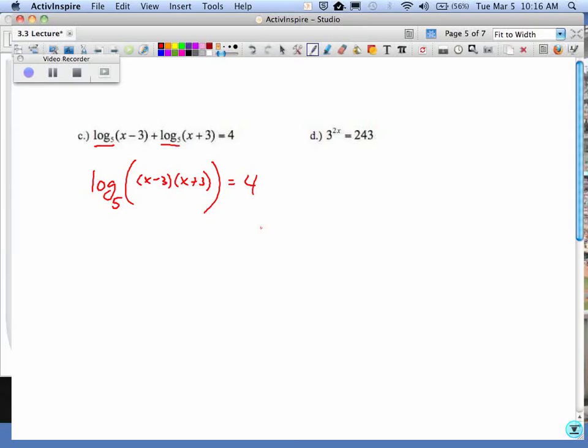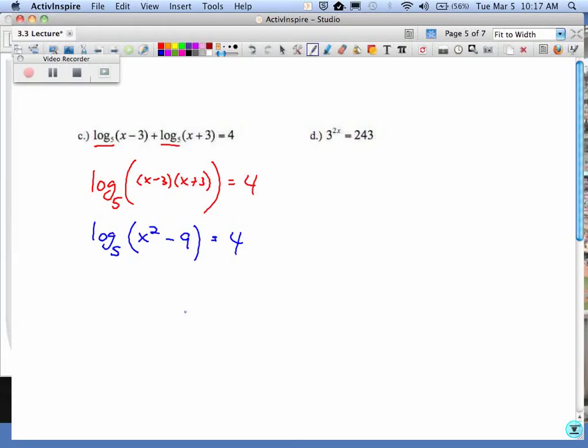So I'm going to save a little bit. So what we have is log base 5. x times x is x squared. Negative 3 times 3 is negative 9. And there's no middle term to it, right? Because the positive 3x and negative 3x cancel out.